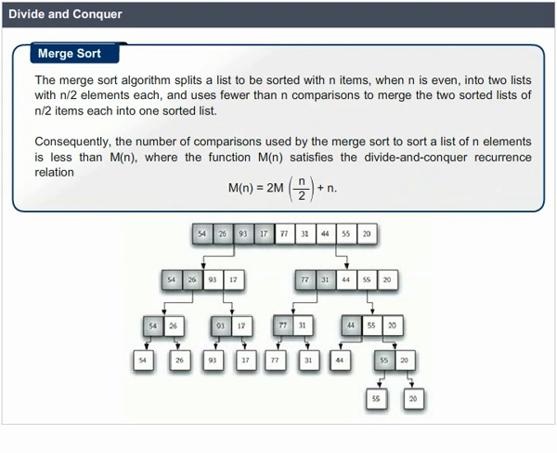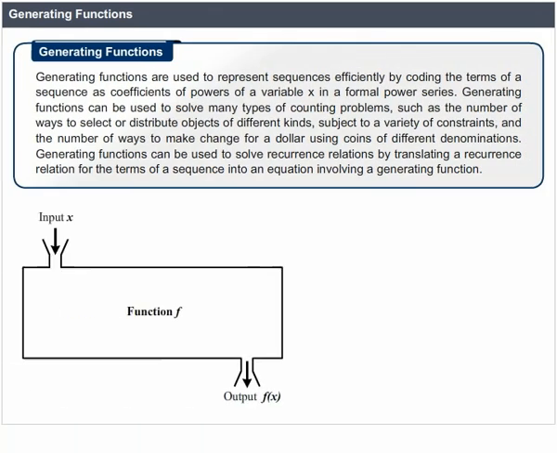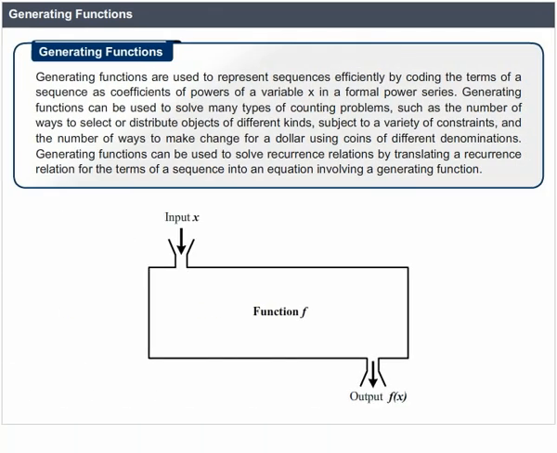Generating functions are used to represent sequences efficiently by coding the terms of a sequence as coefficients of powers of a variable x in a formal power series. Generating functions can be used to solve many types of counting problems, such as the number of ways to select or distribute objects of different kinds subject to a variety of constraints, and the number of ways to make change for a dollar using coins of different denominations. Generating functions can also be used to solve recurrence relations by translating a recurrence relation for the terms of a sequence into an equation involving a generating function.